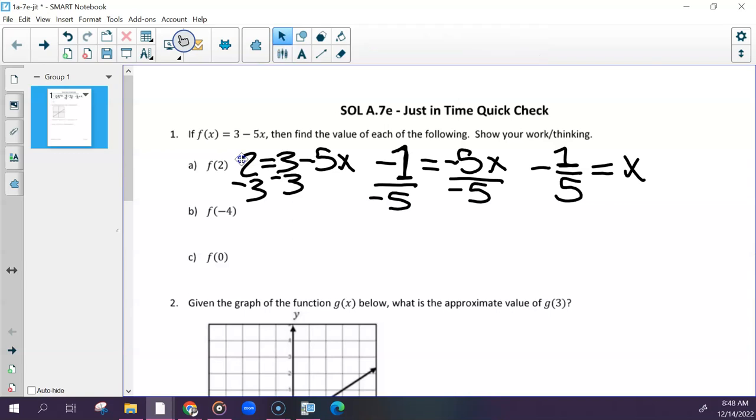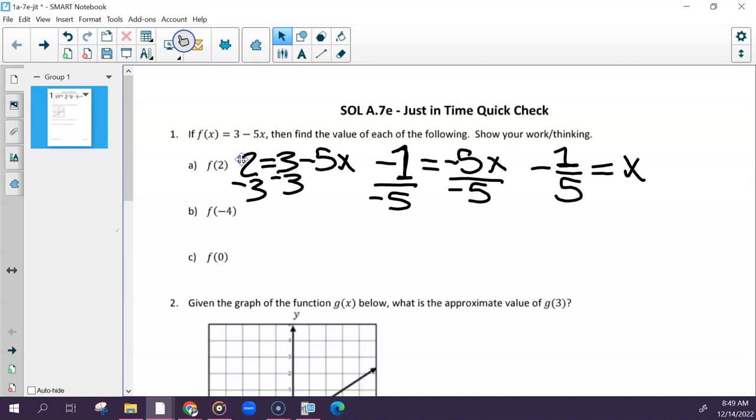Do we agree or disagree with Otis's answer? Why? I guess that would be not really. Okay, so here's a better question. Did we solve for the right thing here? No. What should we be solving for? F of x or y.